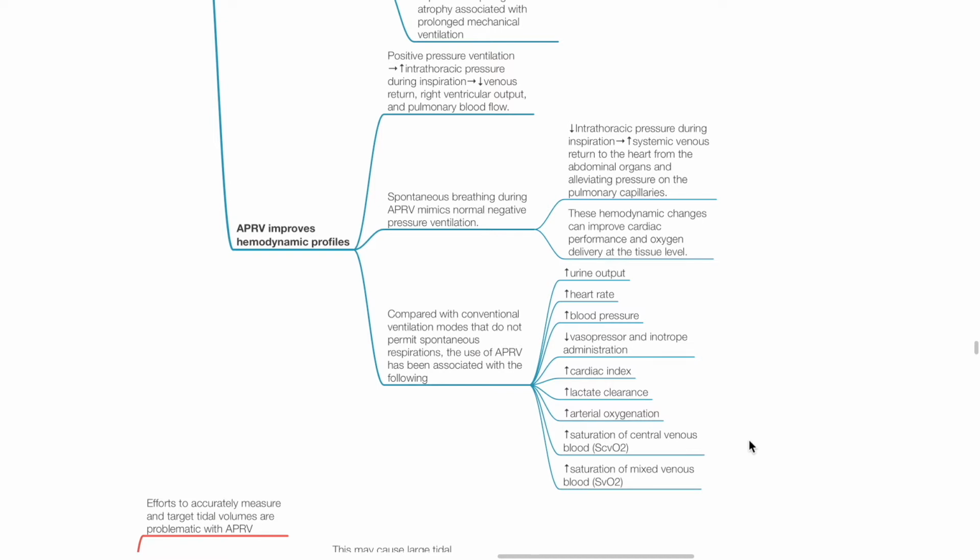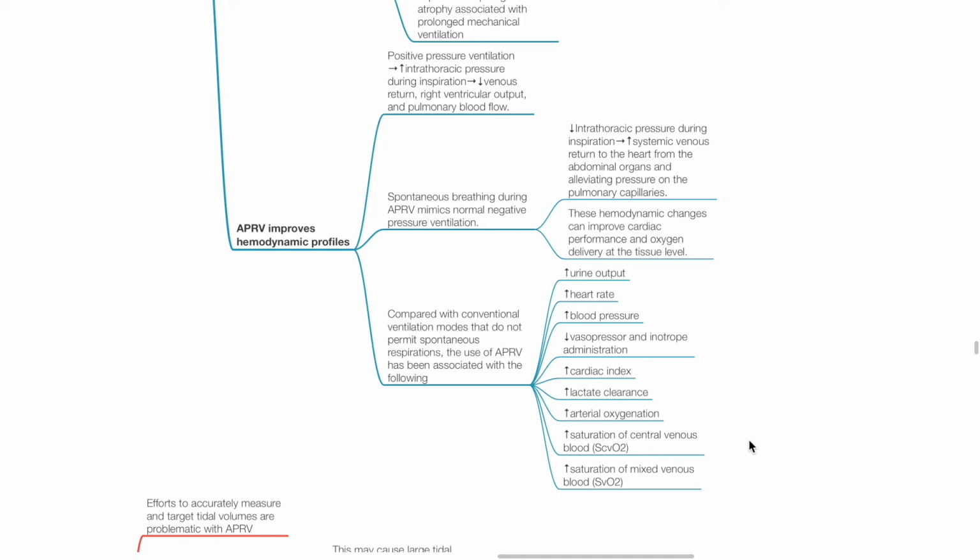Spontaneous breathing during APRV mimics normal negative pressure ventilation, which reduces intrathoracic pressure during inspiration and increases systemic venous return to the heart from the abdominal organs and alleviating pressures on the pulmonary capillaries. These hemodynamic changes can improve cardiac performance and oxygen delivery at the tissue level.